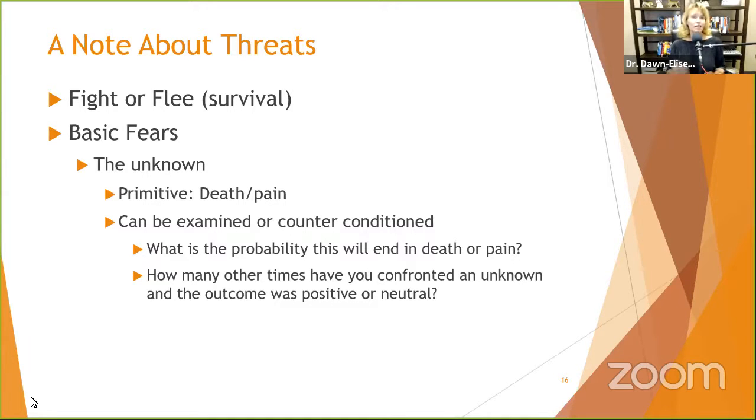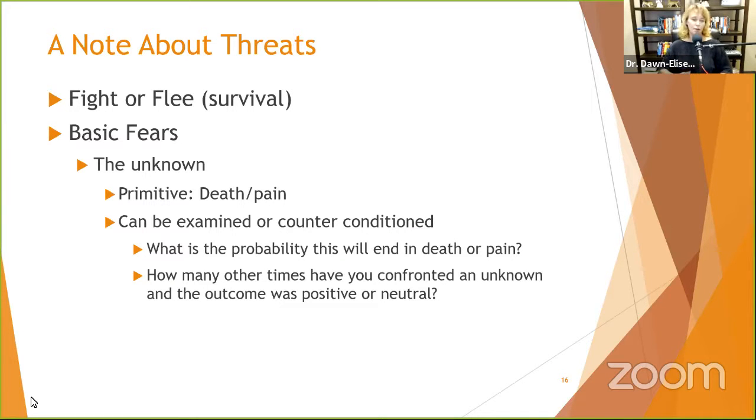And I can look at this and I can realize that I don't know if I'm going to know anybody there. I don't know what I'm going to say. And I'm one of those people who's kind of a control freak. So the unknown, big deal for me. So asking myself, what's the probability this is going to end badly? I can work myself up and create a situation where that will happen. Or I can look at it and go, low probability. And how many other times have you confronted an unknown and the outcome was positive or at least neutral? So how many other times have you gone into a situation like this and it didn't turn out catastrophically?